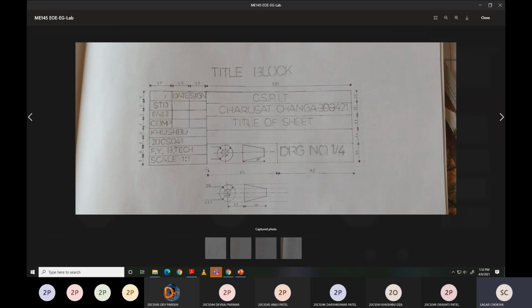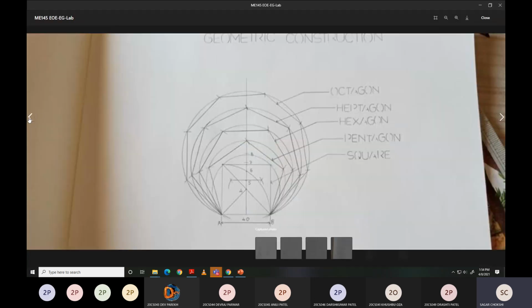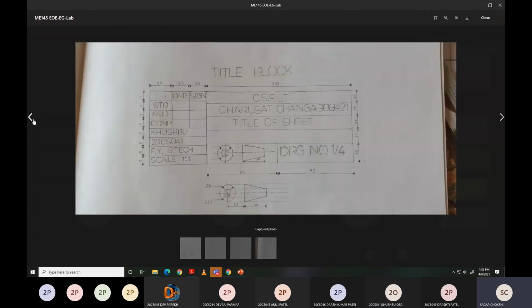Same correction for you: you have to extend the extension line closer to the object line, keeping a gap of 1 mm. Okay, sir. Otherwise it is correct. You have drawn the drawing very accurately, and overall the look of the drawing is good. Actually we need this type of drawing.